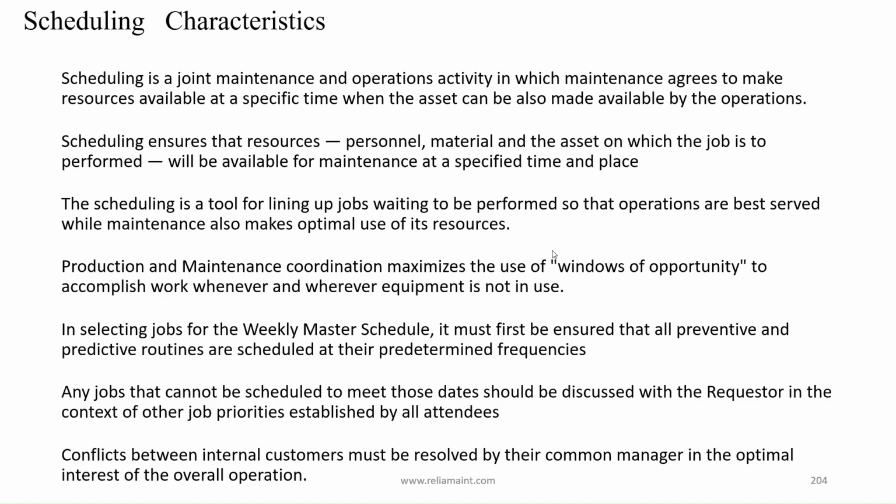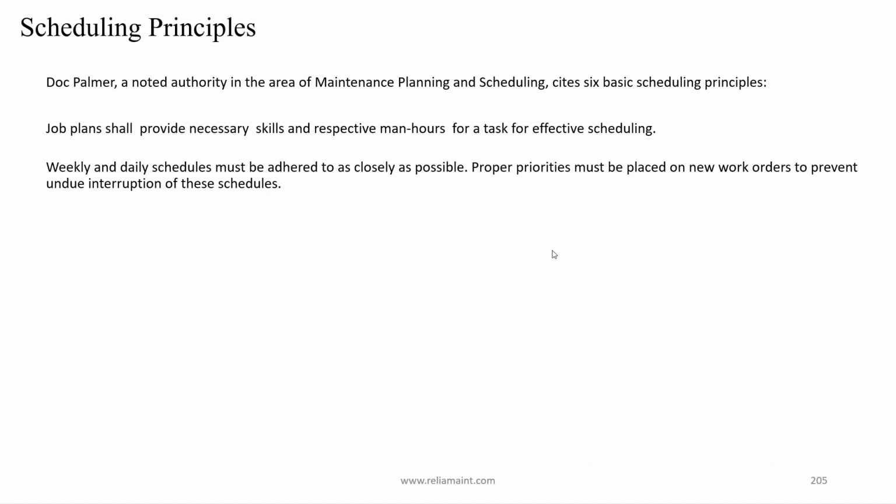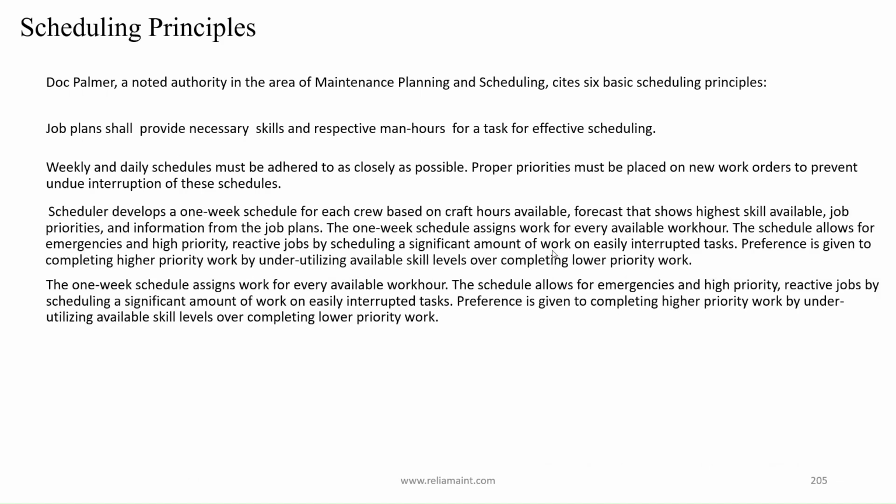Scheduling principles. Doc Palmer, a noted authority in the area of maintenance planning and scheduling, cites 6 basic scheduling principles. Job plans shall provide necessary skills and respective man-hours for a task for effective scheduling. Weekly and daily schedules must be adhered to as closely as possible. Proper priorities must be placed on new work orders to prevent undue interruption of these.